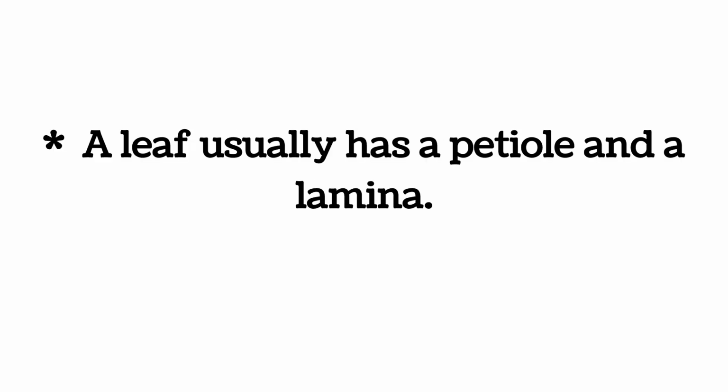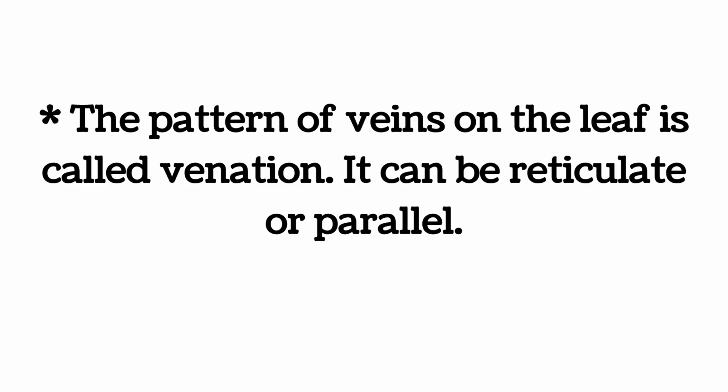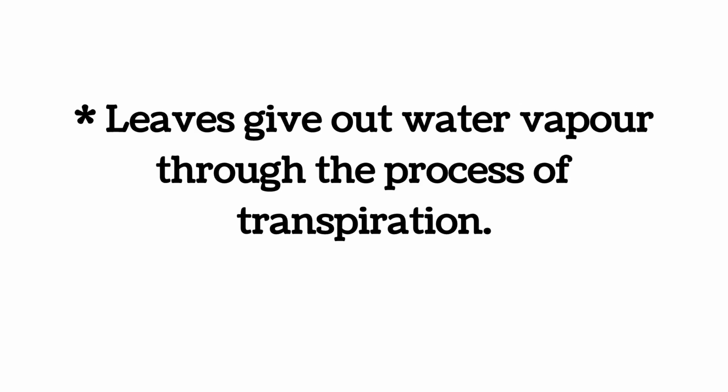A leaf usually has a petiole and a lamina. The pattern of veins on the leaf is called venation. It can be reticulate or parallel. Leaves give out water vapor through the process of transpiration.